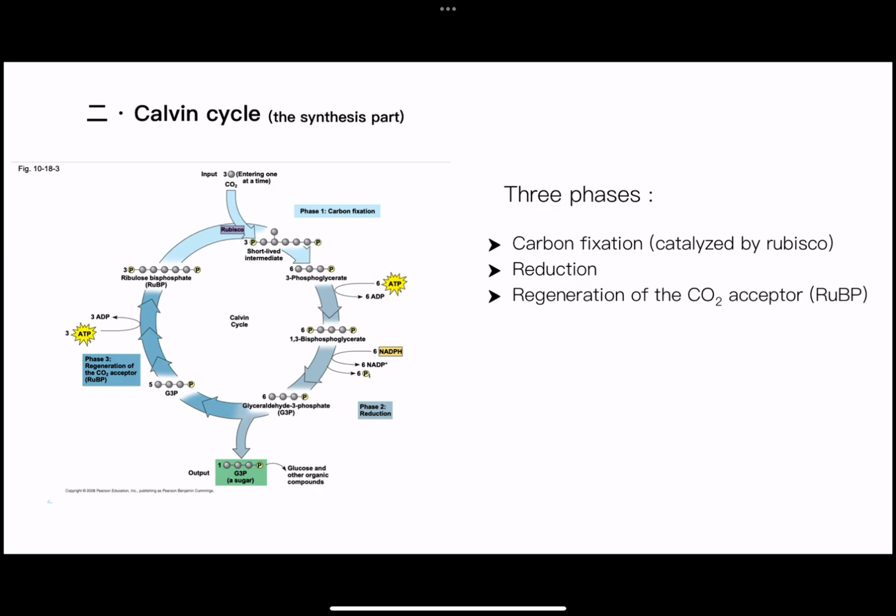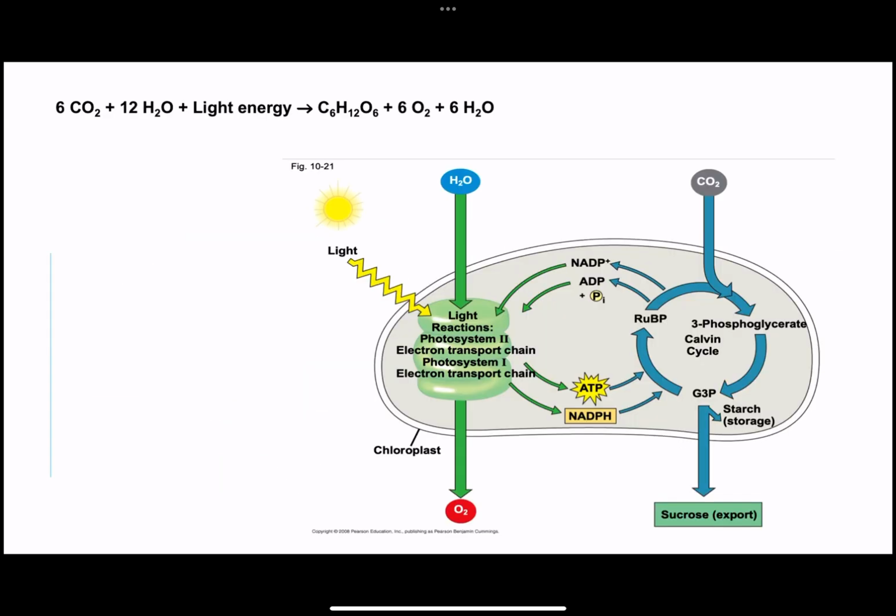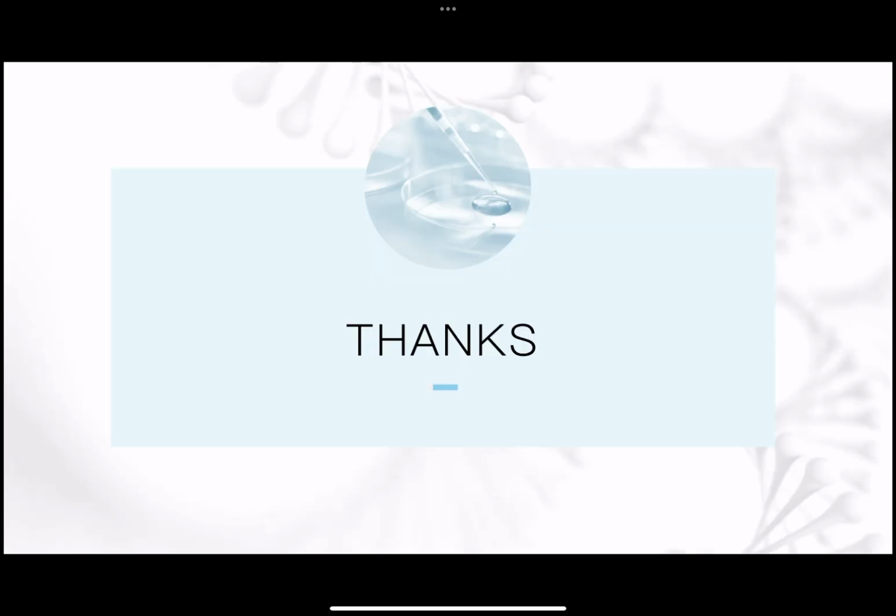The products are a 6-carbon sugar such as glucose, NADP, and ADP. The NADP and ADP molecules return to the light-dependent reactions. That's the whole process of photosynthesis. Photosynthesis can be summarized by this equation. That's the end. Thanks.